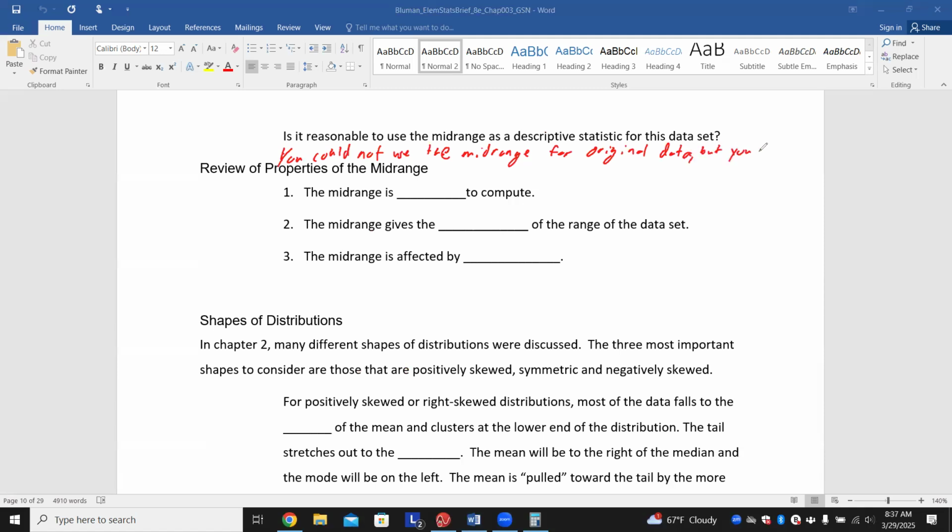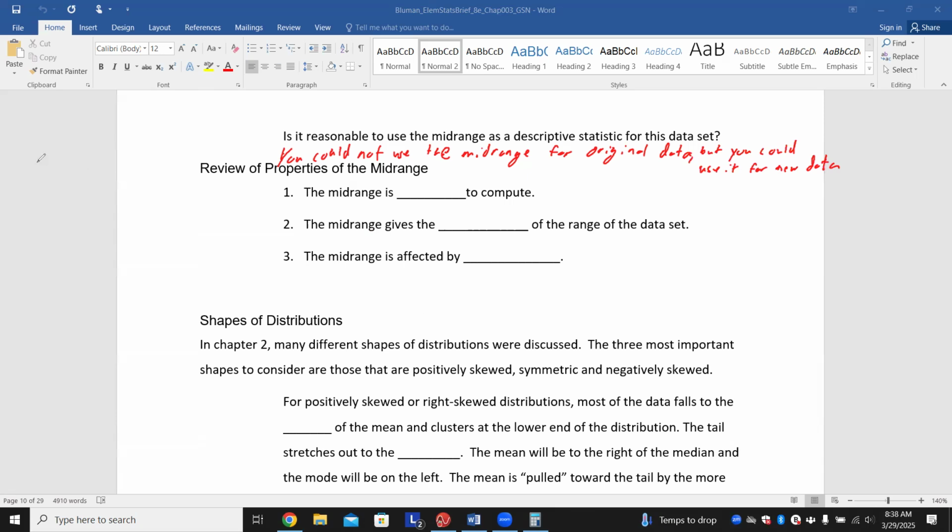but you could use it for the new data. Since the new data gave us a mid-range of 155.5, and I believe our average was 157, that could be used as central tendency. So a couple of properties about mid-range that we've seen so far.